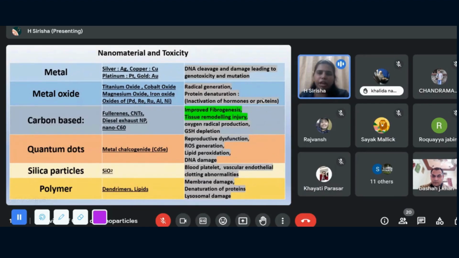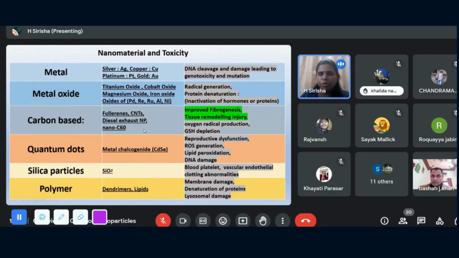One of the aspects of nanomaterial is that it has vast applications. It can also be used as a scaffold for tissue regeneration and repair, and it can also be used as an organ by using these metal and metal oxide particles or fabrication methods. The carbon-based fullerenes, carbon nanotubes, diesel exhaust, have mostly mechanical and electronic device approaches.